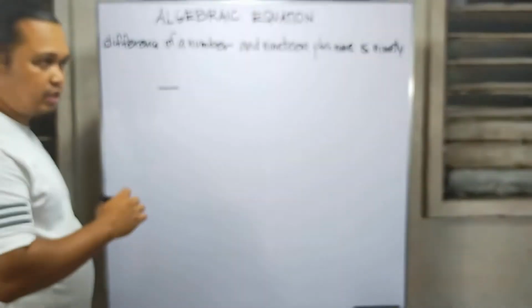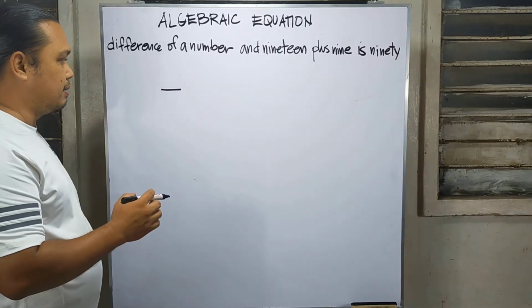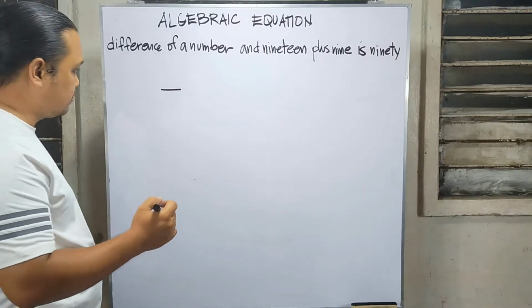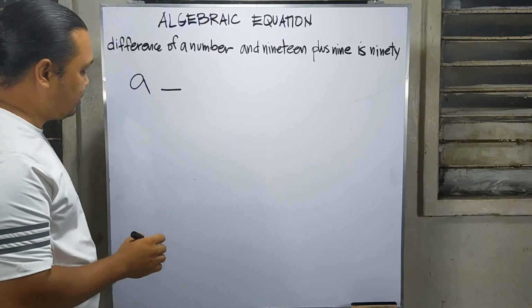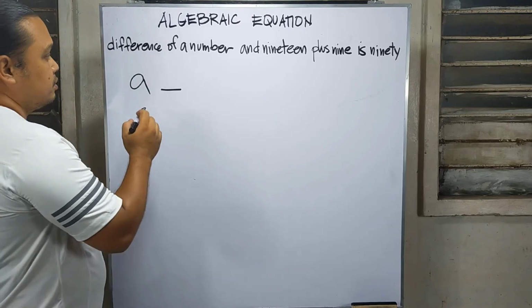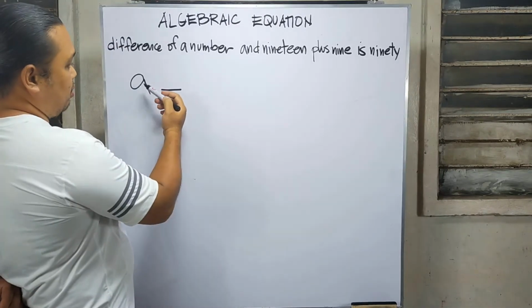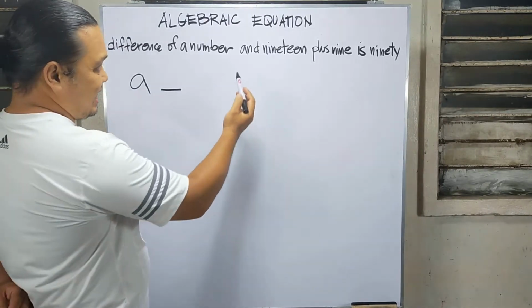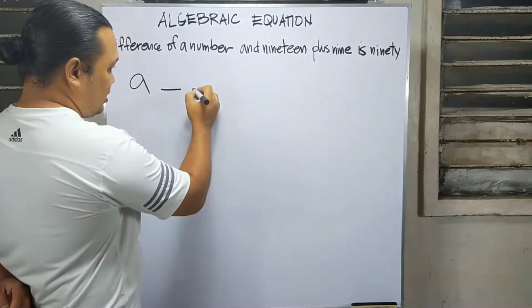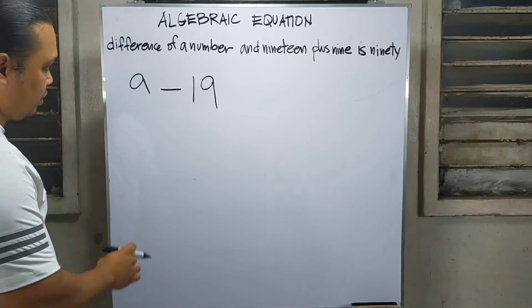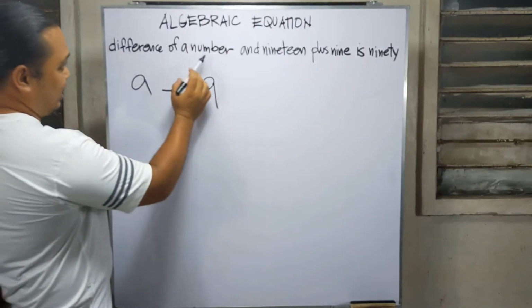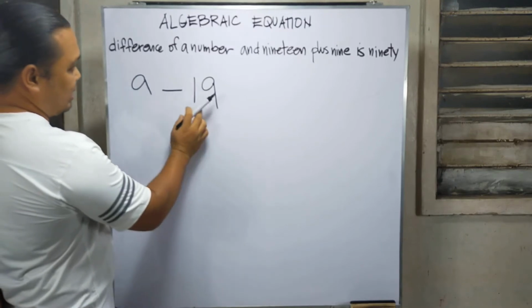So, for example, we're going to assign that a particular letter, for example, A. Okay, so we have here A for our variable, which is a number, and 19. So we have 19 here for our constant. So, A minus 19 is the difference of a number and 19.